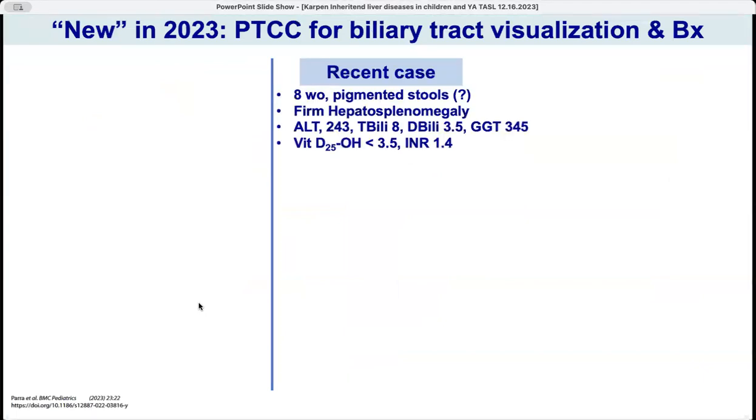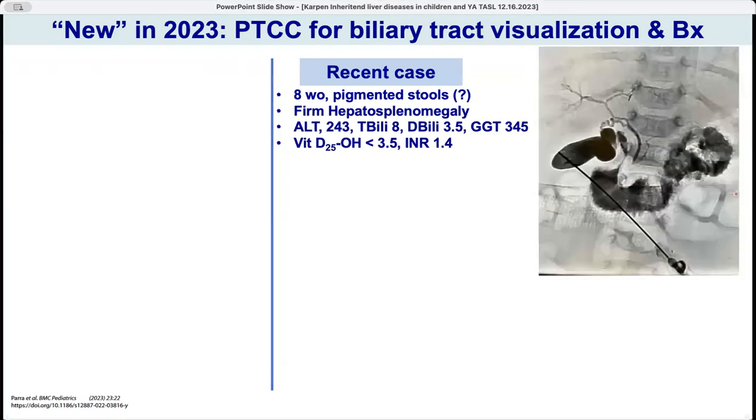Okay, so I promised something new in 2023 for diagnosis of the babies, and I'm going to give you a case. 8-week-old, I'm not sure if the kid had pigmented stools, definitely hepatosplenomegaly, lab values in the biliary atresia range, undetectable vitamin D, but thankfully a nearly normal INR. And what do we do here? And the PTC stands for percutaneous transhepatic cholangiogram. And we did it in this patient.